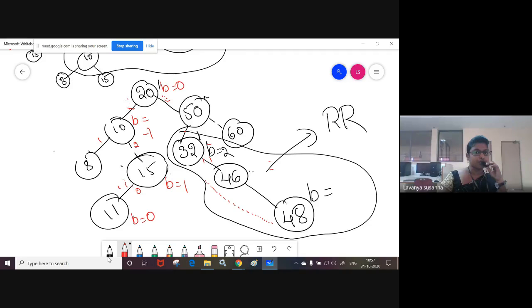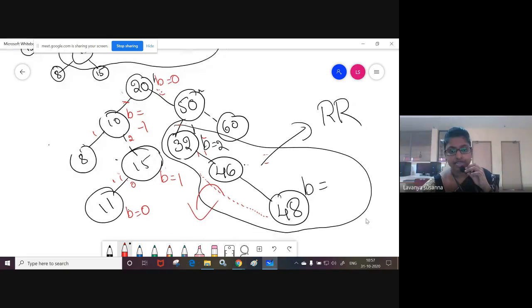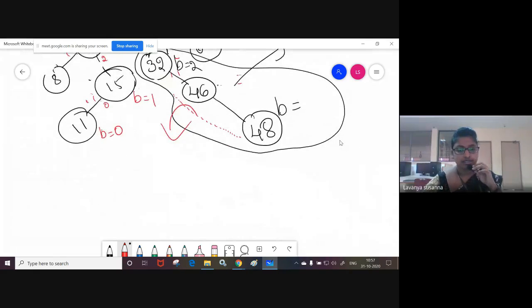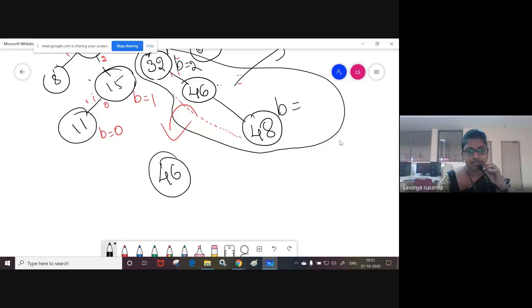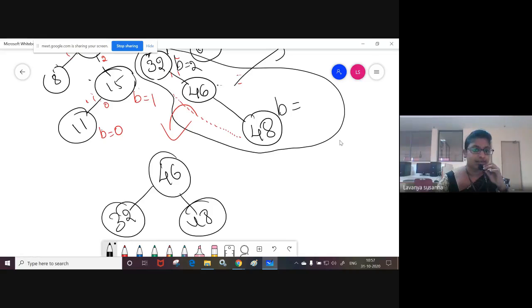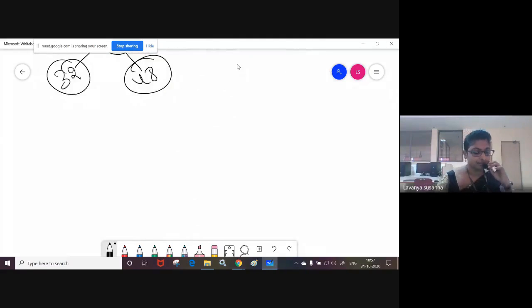RR rotation means you need to rotate left. Now the balanced tree will be, again I will draw, see here. Like this you need to rotate. One second. 46, rotate 32 to the left side. 32, 48. This is a balanced subtree. Now draw the total tree. See here, I am drawing the total tree.